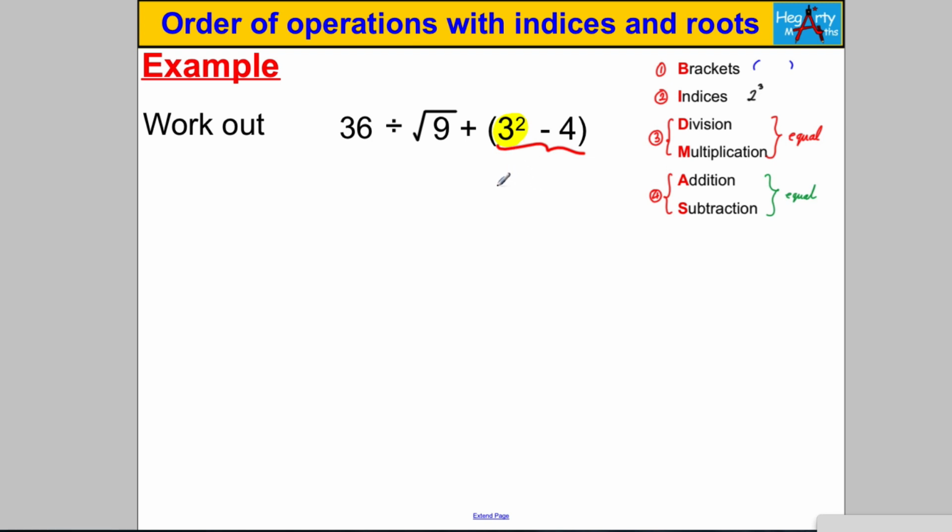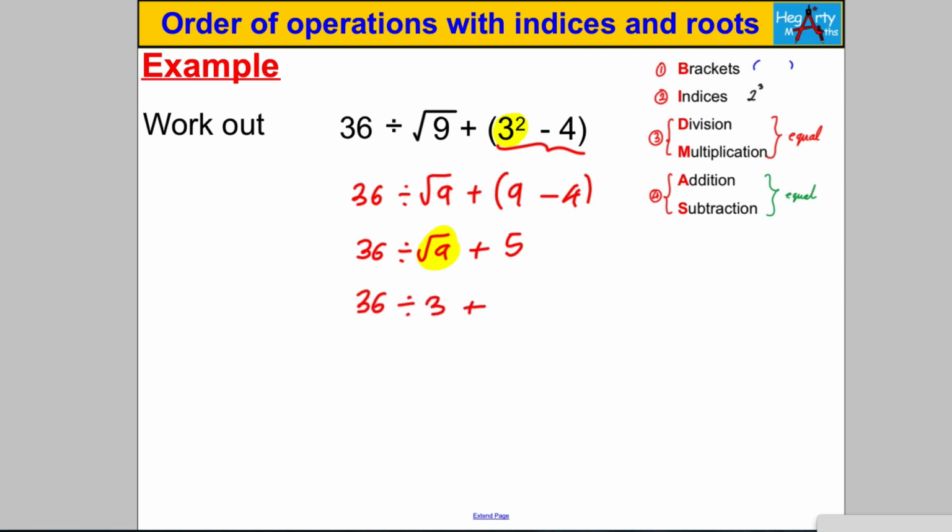So 3 squared is 9. So we write 9, and don't forget we need to do takeaway 4. And then we've got 36 divided by square root 9, add that. Let's do the bracket. 9 take away 4 is 5. So we're going to write 5 there, and we're going to write 36 divided by square root 9, add 5. Now we've got a divide, a square root, or an indice, and an add. We need to do the indice first and work this out here. Now square root 9 is 3. So we're going to have 36 divided by 3, add 5.